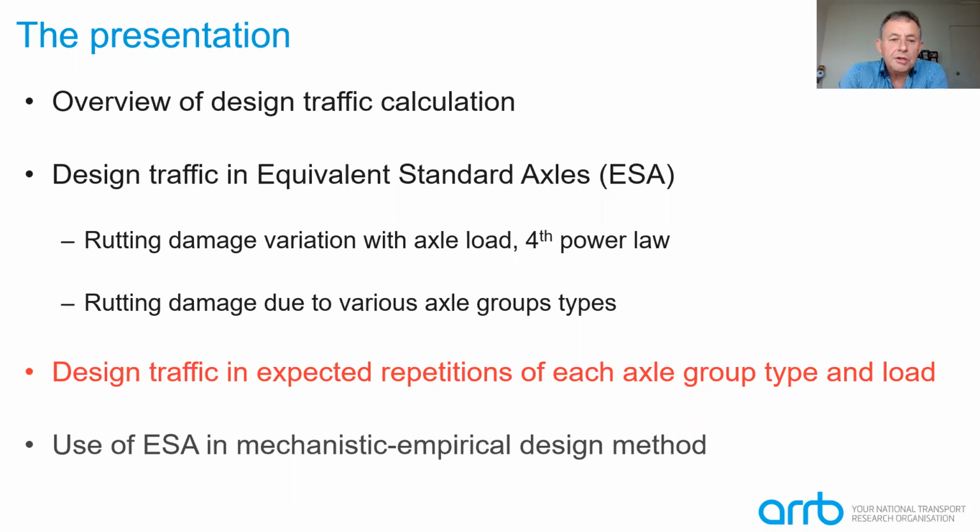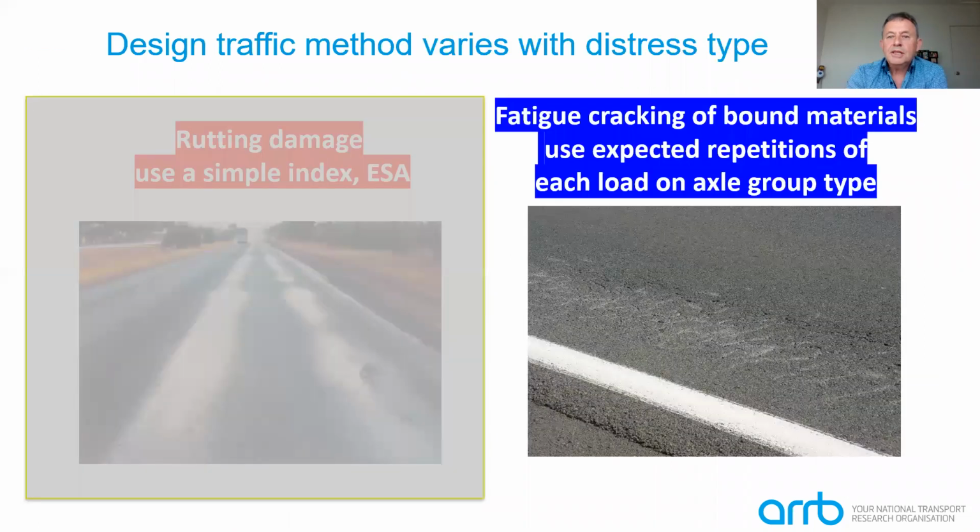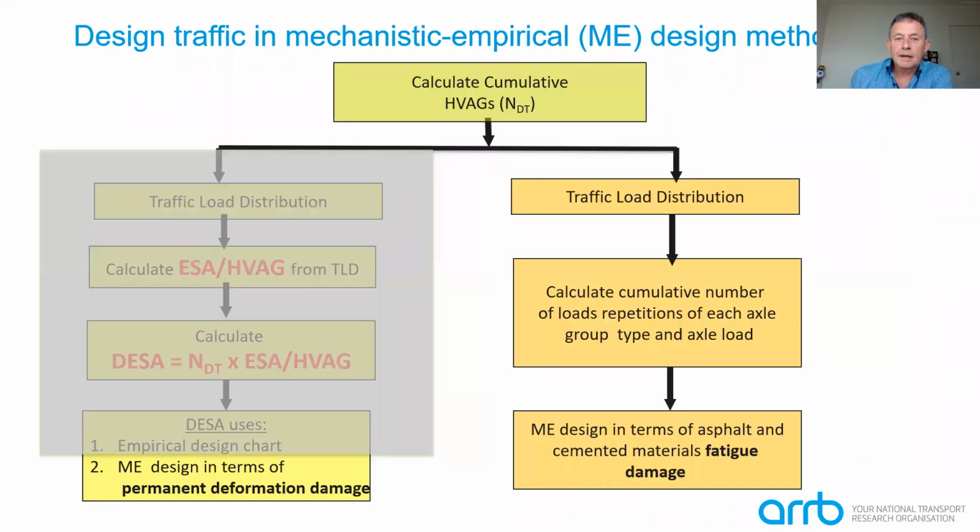So now I'd like to turn to the alternative method of design traffic calculation, where we look at the expected number of repetitions of each axle group type and each axle group load. So this method is required when you're trying to calculate the damage in terms of fatigue damage to bound materials. In that case, we need to know the expected number of repetitions of each load on each axle group type. So it's used for fatigue calculations in our mechanistic empirical method. And that slide just reinforces that. It's used in the mechanistic empirical method.